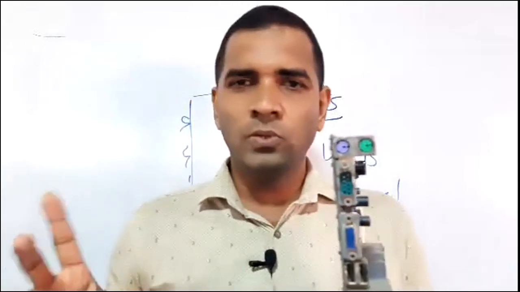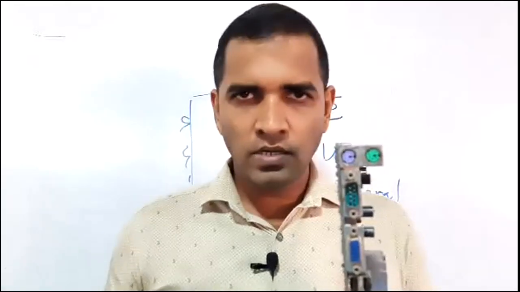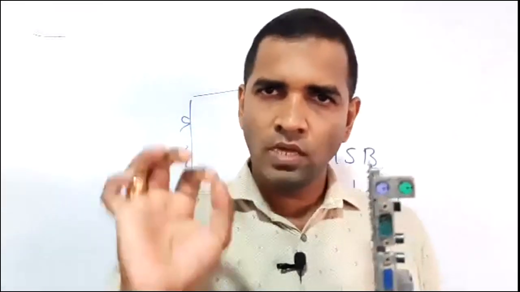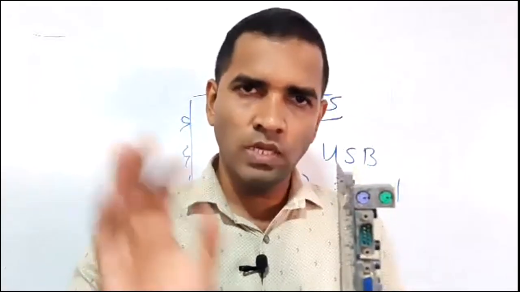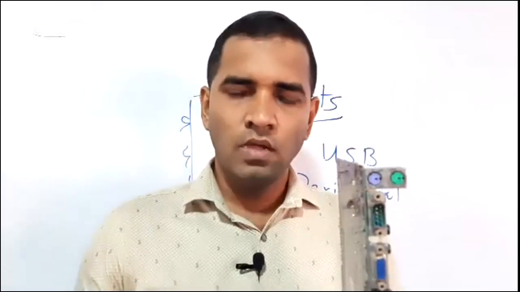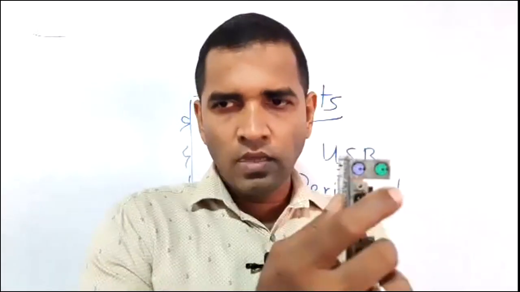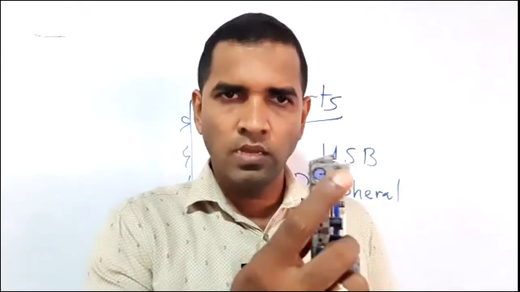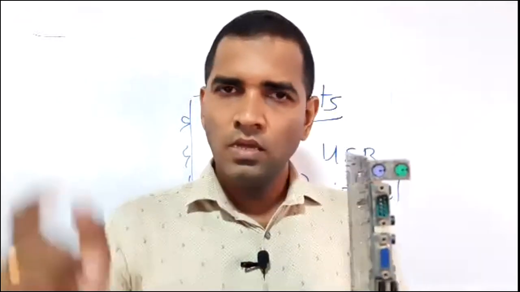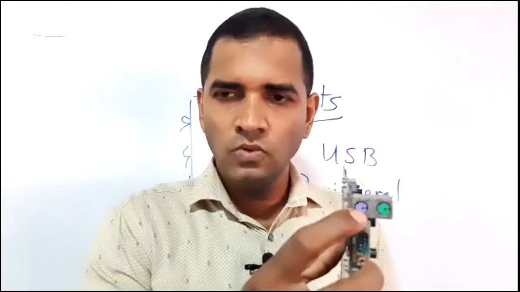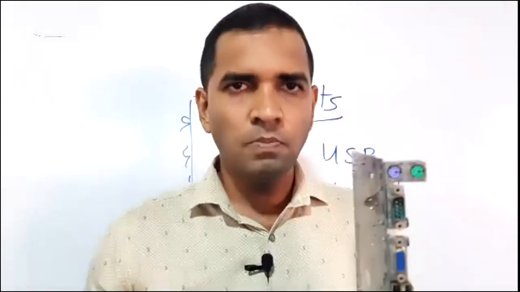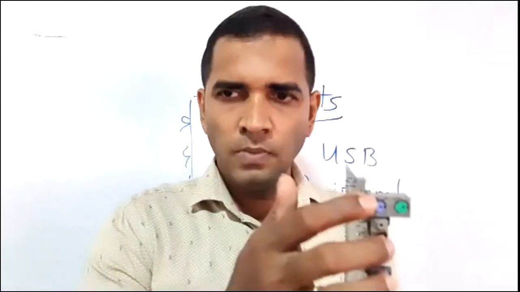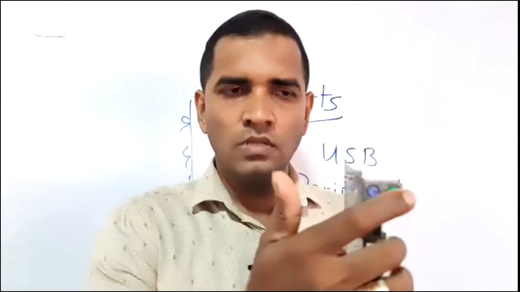With the PS2 port, there are two devices connected. We connect the mouse and the keyboard to the PS2 port. The mouse has to be connected to the green PS2 port. The keyboard is connected to the purple PS2 port. The purple one is for connecting the keyboard, and the green one is for connecting the mouse.